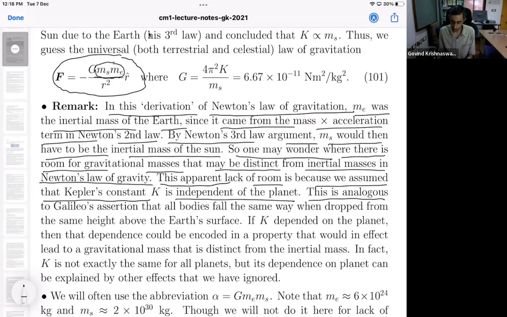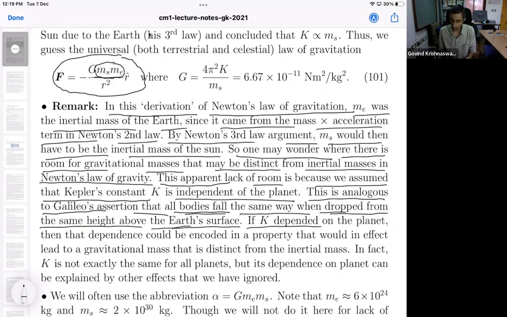This is very analogous to Galileo's assertion that all bodies fall in the same way when dropped from a common height above the Earth's surface. So Kepler's law, saying that T squared is proportional to r cubed with the same constant of proportionality for all planets, is very analogous to Galileo saying that all bodies, whether a ball or a bottle of water, no matter how they look, how they feel, etc., when dropped from the same height above the Earth, accelerate in the same manner.